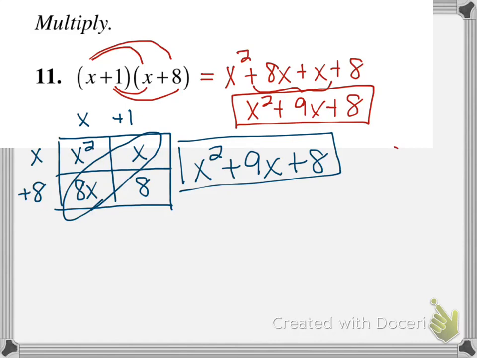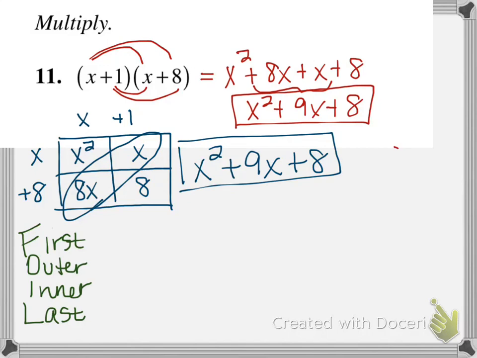And then I have another method that is unique only to binomials times binomials, and that is called the FOIL method. And this just helps you remember what to multiply. So it stands for first, outer, inner, and last. So when you look at your binomials, FOIL helps you keep track of your multiplications.